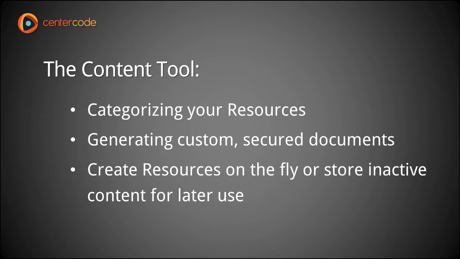Now, the content tool allows you to categorize your resources, basically. So you can choose from different groups and group them accordingly. You can control access via those dynamic roles that we covered in previous videos. Effectively, you're generating custom and secured documents. As mentioned before, you can also create these resources on the fly, but you can actually create these content pieces in advance and then choose their activation and deactivation dates so that they'll automatically activate and deactivate according to whatever schedule you have for your beta program.